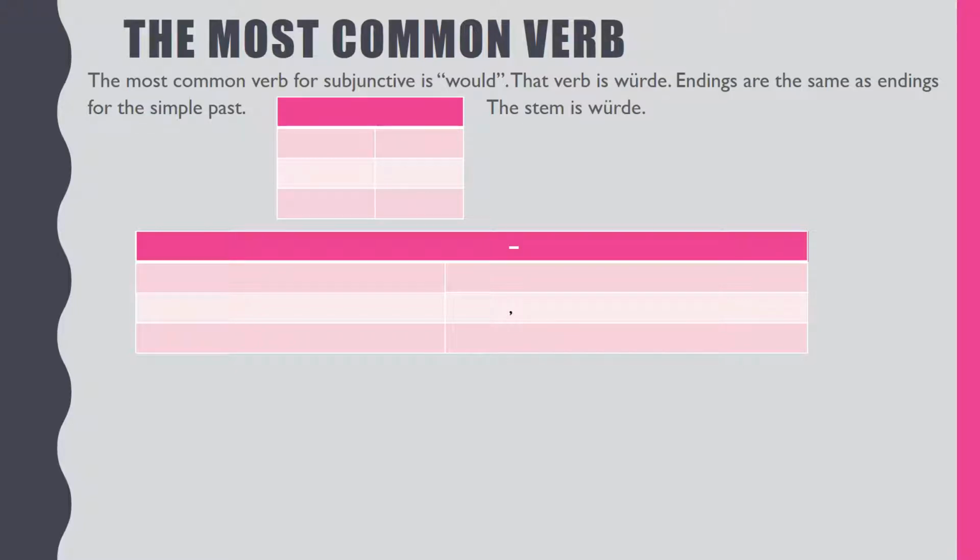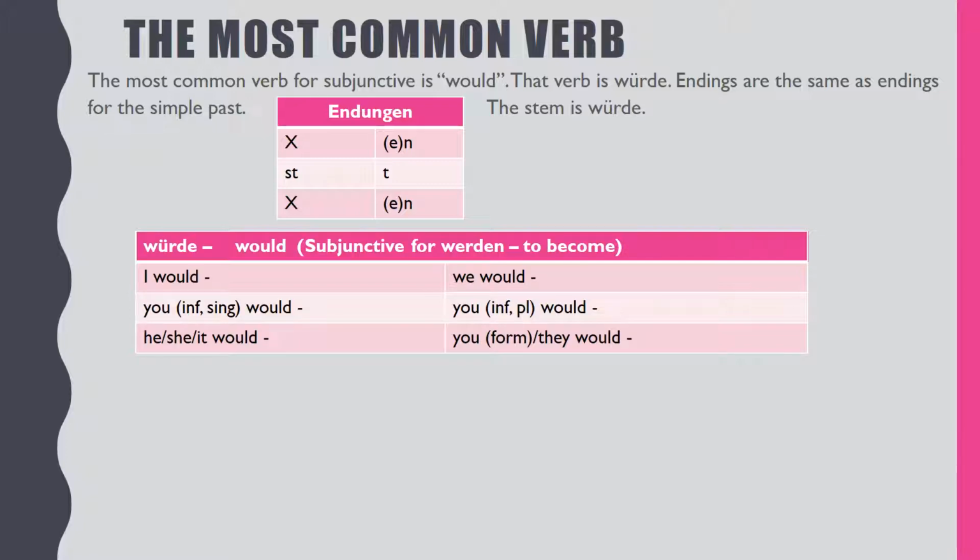The most common verb for subjunctive is would. That verb is würde. Endings are the same as endings for the simple past. The endings are nothing, st, nothing, en, t, en. This stem is würde. Würde means would. It's the subjunctive for werden, to become. Pause the video now to use the stem plus the endings to conjugate würde.